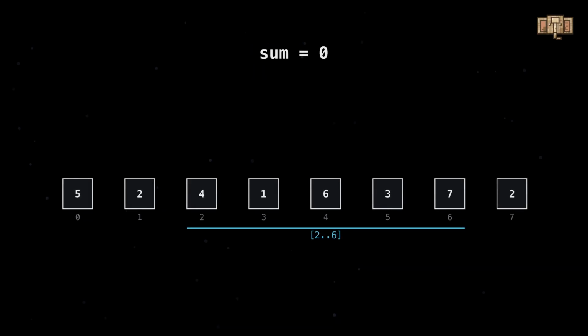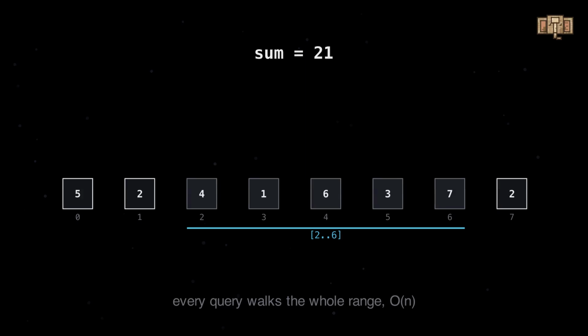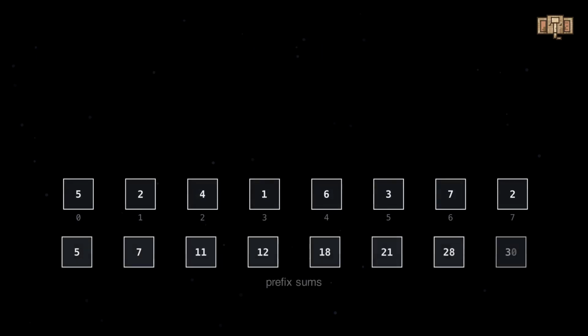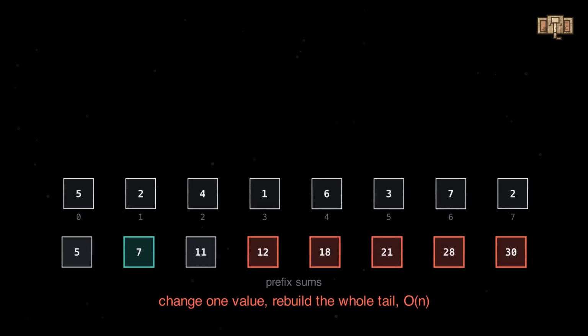The plainest way to sum a range is to just walk it, adding cell by cell. 4, 5, 11, 14, 21. It works, but every single query has to touch every cell in the range. On a big array, that gets slow fast. Now here is a smarter idea. Pre-compute the running totals, the prefix sums. Then any range becomes a single subtraction, prefix of 6 minus prefix of 1. That is constant time, basically instant. But here is the catch. Change one value and every total after it is suddenly wrong.